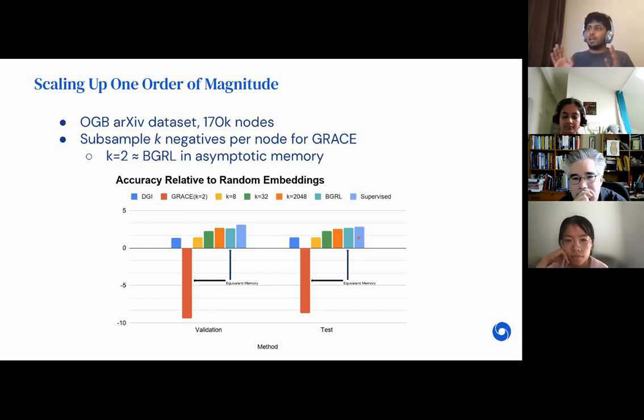Okay. So at this point, we were trying to see if there's a difference in performance between BGRL and Grace. But for all of these methods, they were already very close to supervised learning. So in some sense, the dataset performance is saturated. So maybe it's hard to see the differences between these methods at these scales.